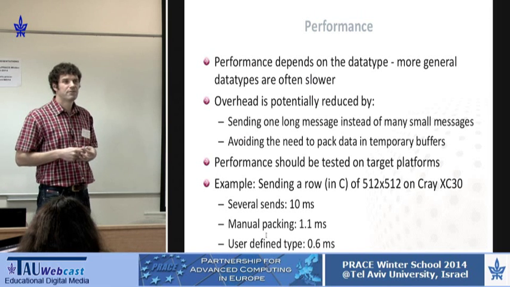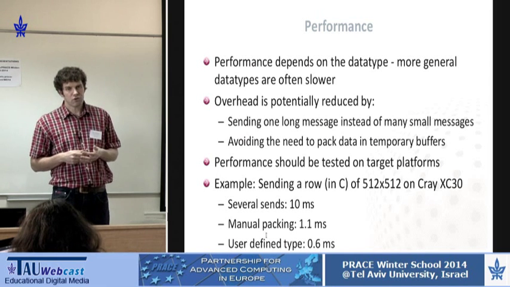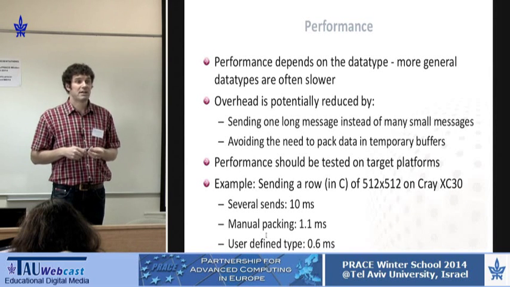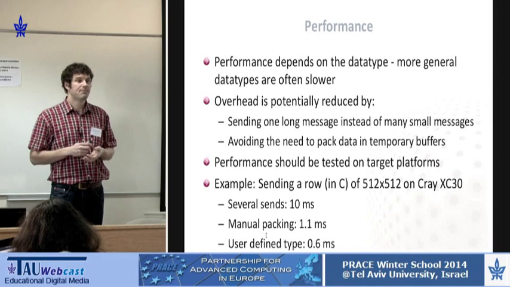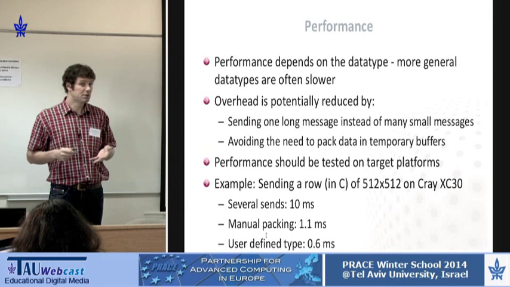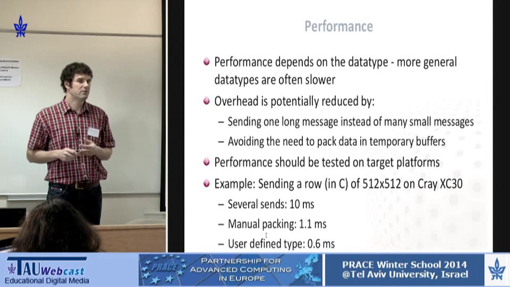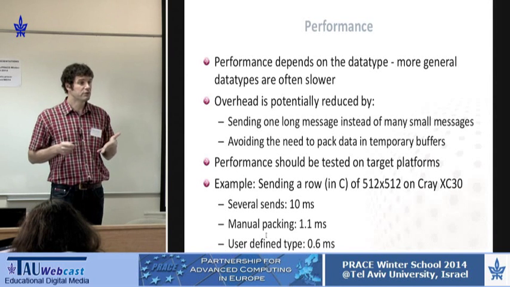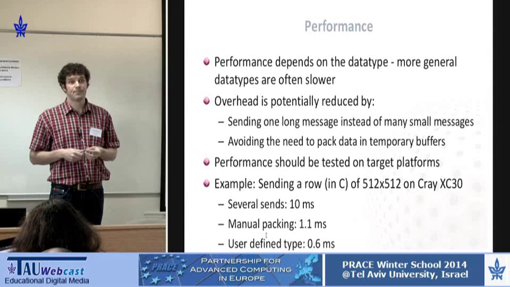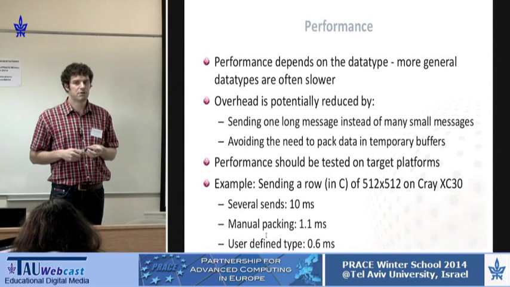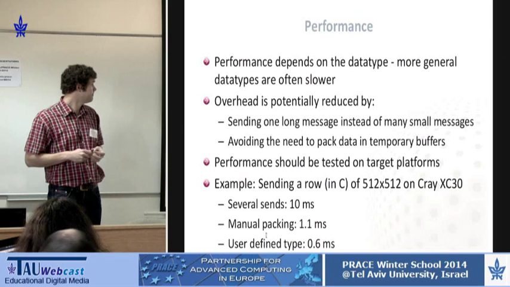Typically, the more complex the data type, the more overhead from the data type creation and usage there will be. So it's always a good idea to use the simplest possible data type. If you're sending rows of a matrix, in principle you could use MPI type subarray, where one of the subsizes would be 1. But for performance reasons, you should use the simpler possibility, which is the MPI type vector.